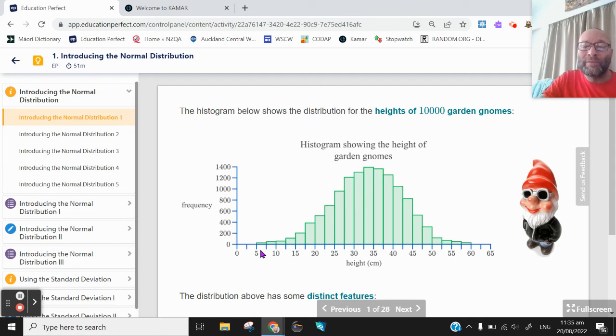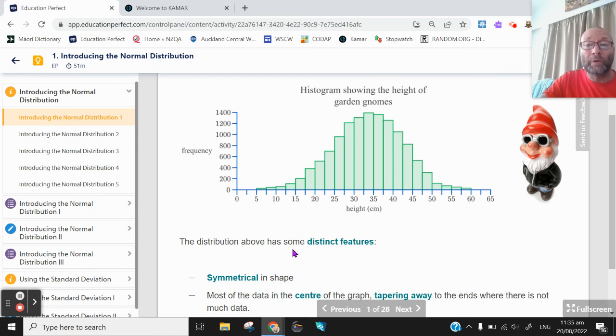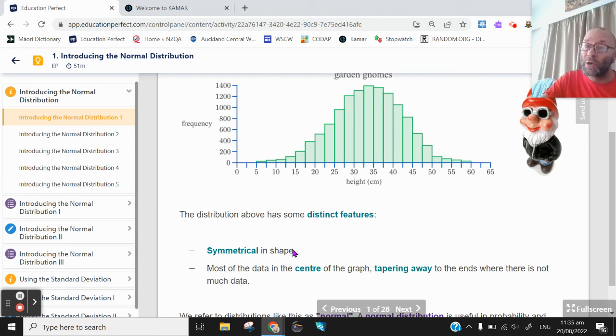And we're always going to have on the x-axis a scale, and in this case, it's measuring the height. And as we go up the y-axis, that's going to be showing how many there are, or in other words, the frequency. Now, one thing about the normal distribution, they're going to have some distinct features, and these are worth remembering. Please put these in your notes.